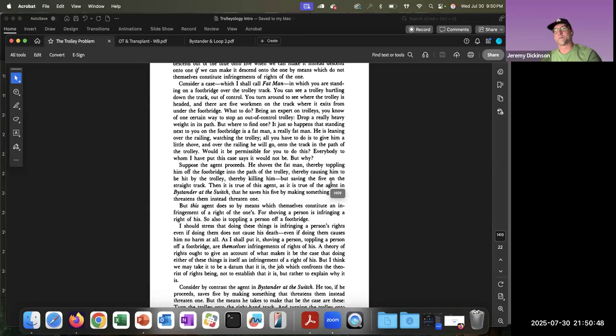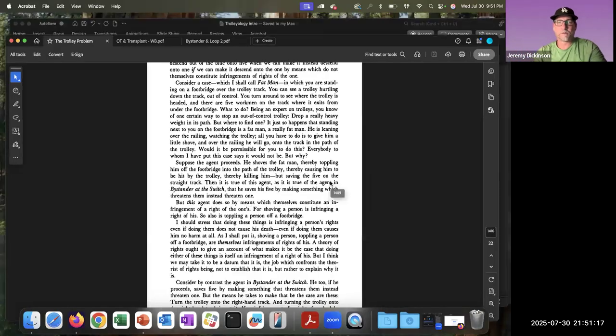And then Thomson says, everybody to whom I have put this case says it would not be. But why? Okay, well, it's going to be the same kind of reasoning. The means taken to redirect danger away from the 5 to the 1 constitutes itself a rights infringement. What's the means taken in this case? Pushing a fat man, pushing a person off of a footbridge.